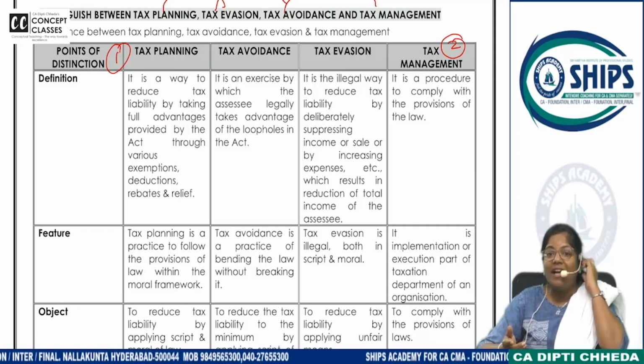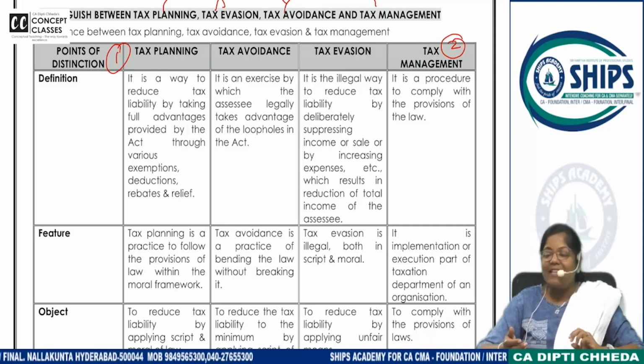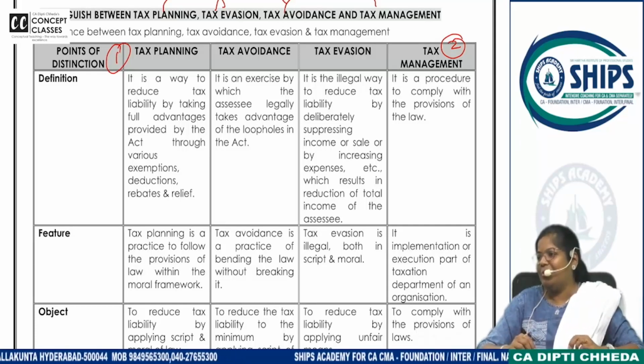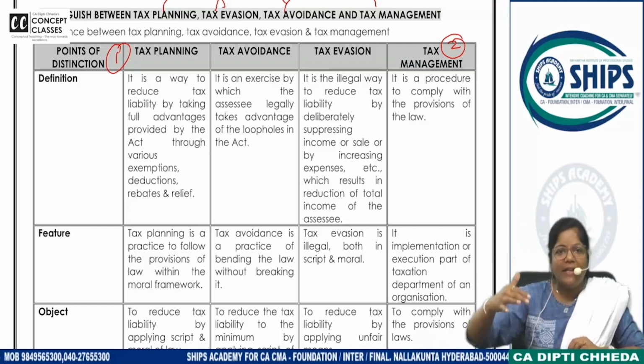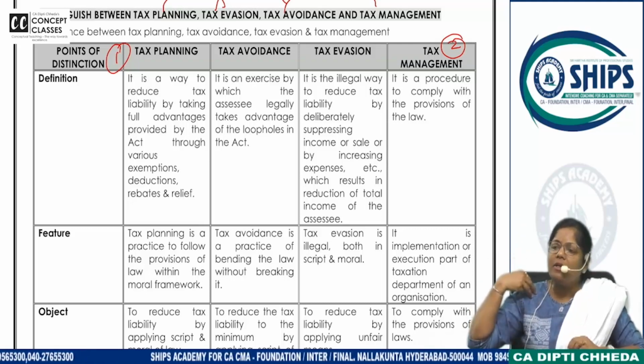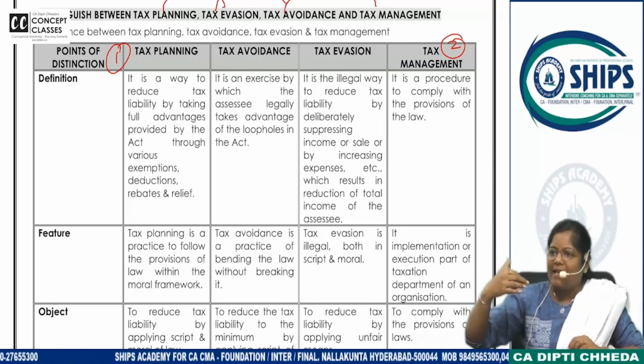Tax evasion, चोरी करना, ऐसे मत लिखो बुक में. हाँ, tax evasion is what? Suppressing your income. My turnover or my income is 8 lakhs.